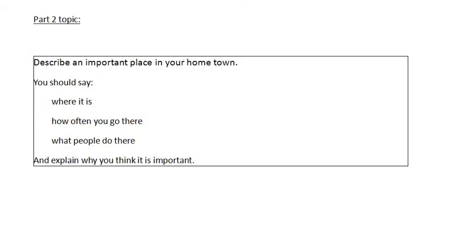And the final part 2 topic we're going to look at says, describe an important place in your hometown. So this time we're describing a place. And an important place in your hometown could be a variety of things. Important to who? Important to you? Important to the majority of the citizens? Important to visitors? You can choose. But the part 3 questions are likely to follow on from this. Let's have a look at them.